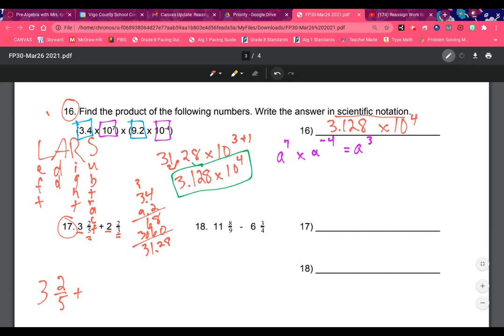Plus 2 and 2/3 equals. So we know 3 plus 2. Everybody knows what that is. That's 5. But now I need to add my fractions together.